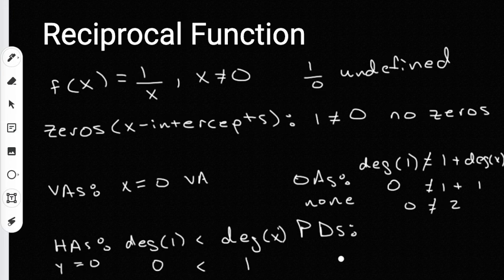Now for point discontinuities, you only have those if you have canceled out factors. So do we have any that we canceled out? No, not with 1 over x. So since we don't have that, we can say that there are no point discontinuities at all. So there are none. Okay? Let's hop on over to Desmos and see if we can verify all this information.